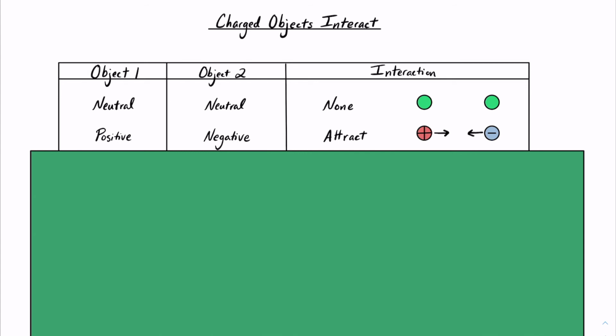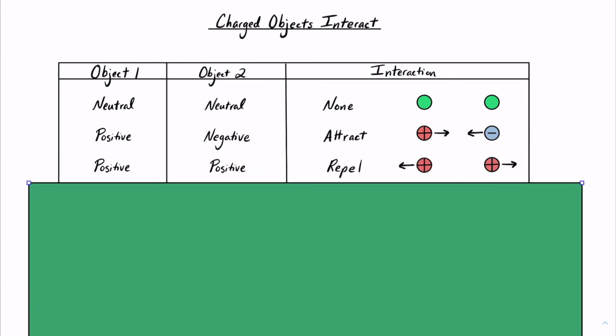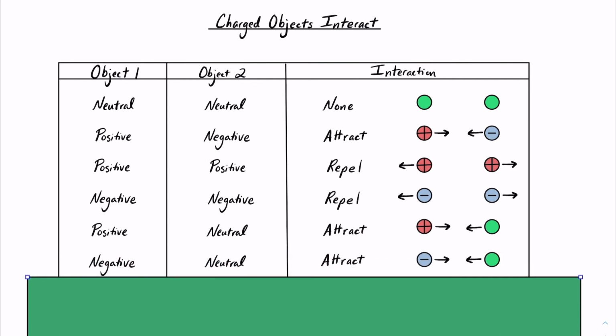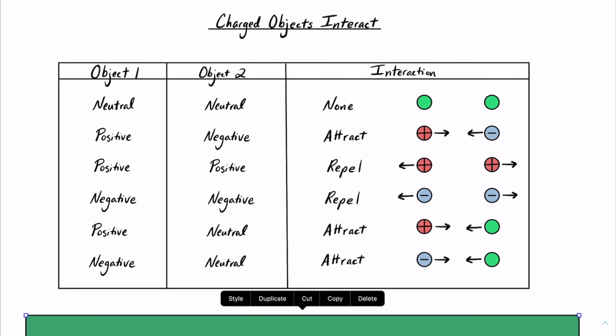The opposite is true if we have two objects that are like charged, where one is positive and the other is positive, or one is negative and the other is negative. In these situations, the two objects are observed to experience a repulsive force. They repel each other. Charged objects also attract neutral objects through something called charge polarization.